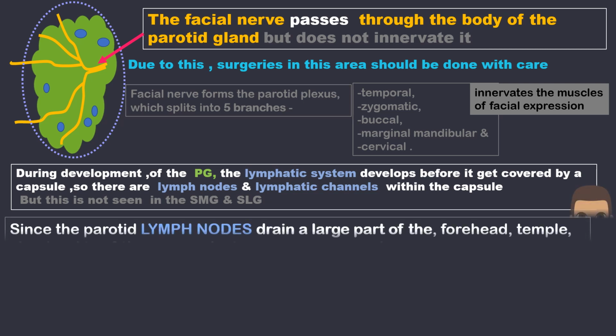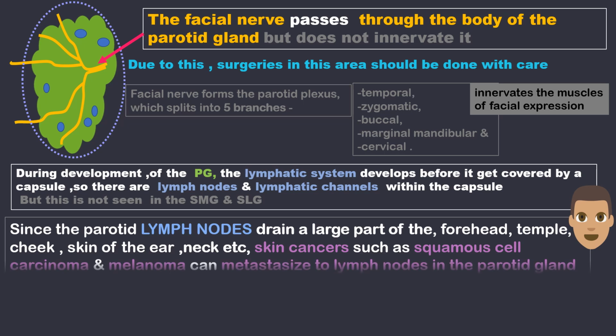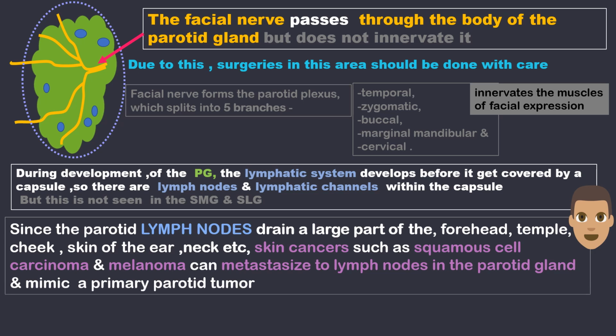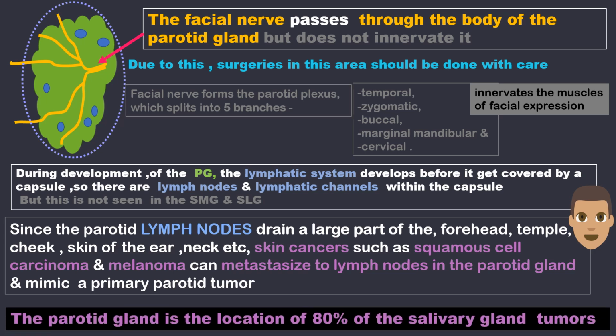Since the parotid lymph nodes drain a large part of the forehead, temple, cheek, skin of the ear, neck, etc., skin cancers such as squamous cell carcinoma and melanoma can metastasize to lymph nodes in the parotid gland and mimic or look like a primary parotid tumor, even though it is not. The parotid gland is the location of 80% of the salivary gland tumors.